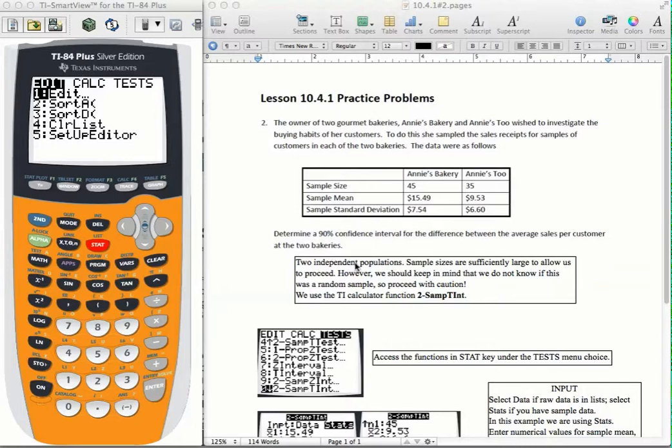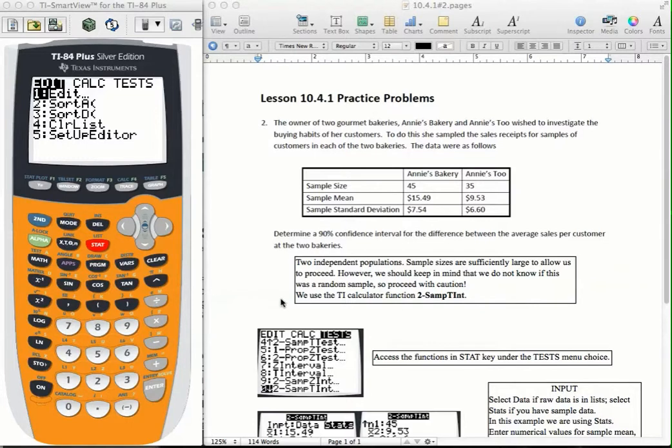Well, let's think about our requirements. We do indeed have two independent populations. At least we'll assume they're independent. The sample sizes are sufficiently large to allow us to proceed without worrying about the normality of the populations that we're sampling from. We should keep in mind, however, that we don't know if this was a random sample. We're just told that she sampled the sales receipts for samples of customers in each of the bakeries. So we don't know about randomness. We might be able to think that people walk randomly in, so we have maybe a representative sample, but we're going to proceed with some caution.